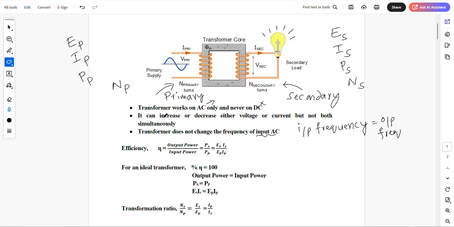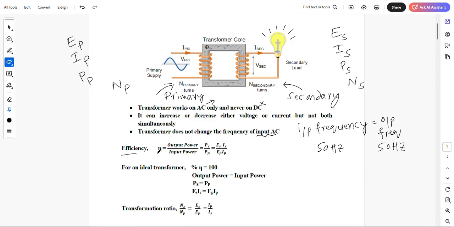Transformer is a device which works only on alternating current and not on direct current. It can increase or decrease either voltage or current, but not both simultaneously. Transformer does not change the frequency of input AC. Input frequency is the same as output frequency. If input frequency is 50 hertz, output frequency will also be 50 hertz only. Now we'll come to the efficiency of the transformer.